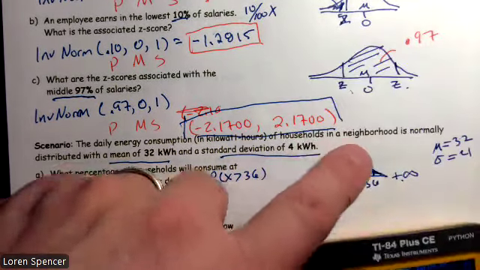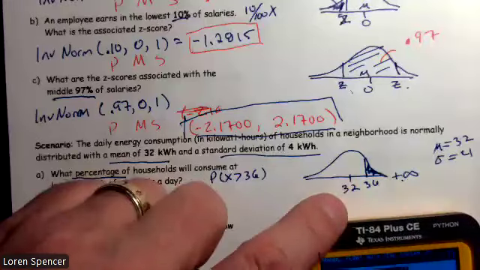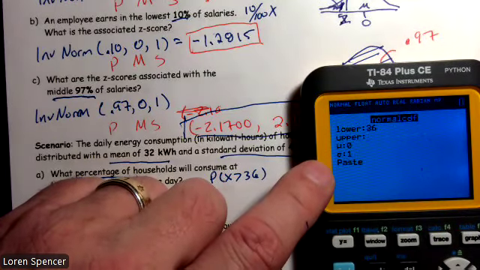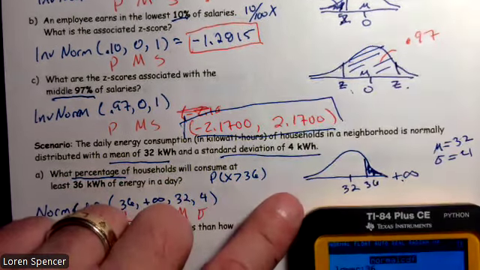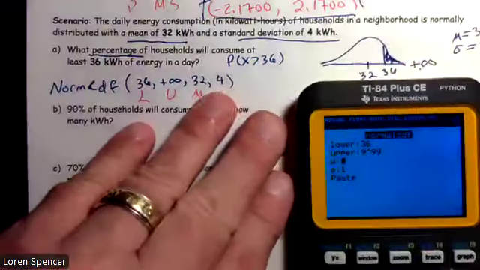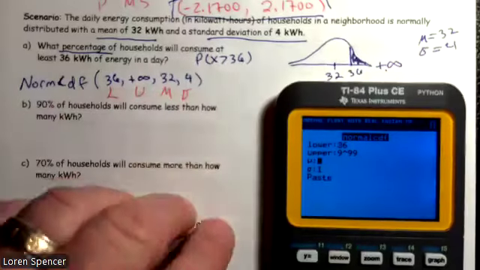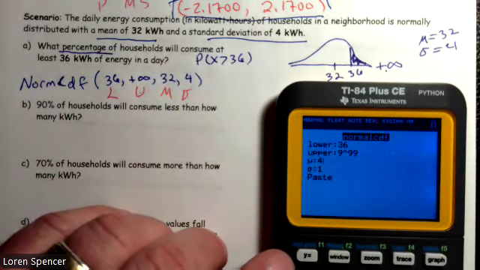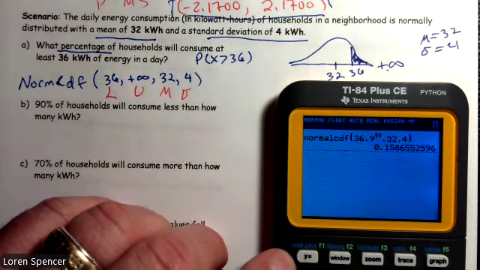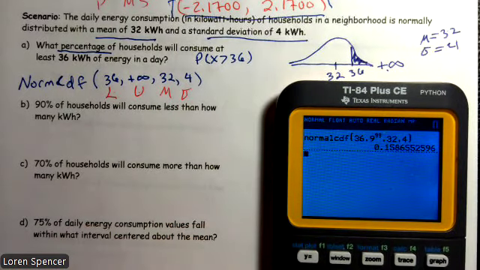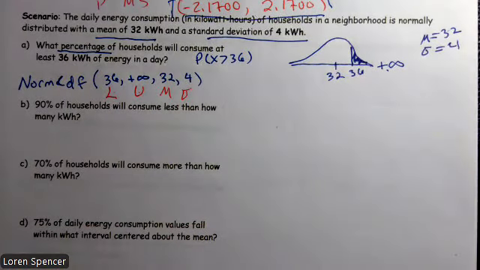So our lower part of our shading happens to be 36. Upper part, 9 raised to the 99th, because that's the largest value our calculator will take. Mean, we said, was 32, and our standard deviation happened to be 4. So we end up getting 0.1586.